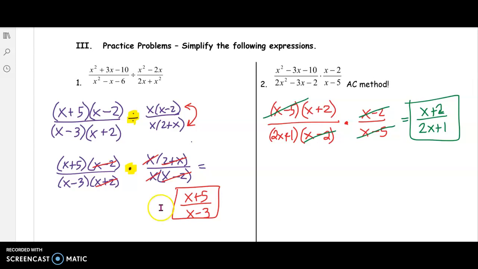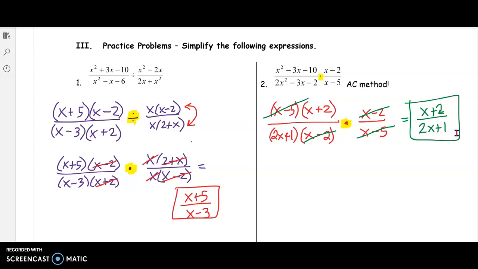And then example 2, same thing, we had to factor the numerator and denominator, but we didn't need to flip anything this time. Because remember, it is multiplication. You don't need to change anything or flip any fractions. Okay, the x minus 5 is canceled, the x minus 2 is canceled, leaving me with x plus 2 on top and 2x plus 1 on the bottom.